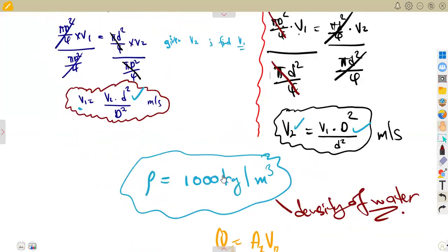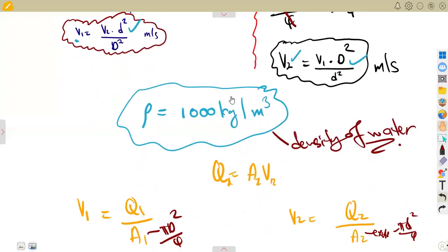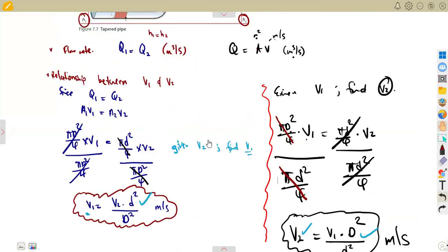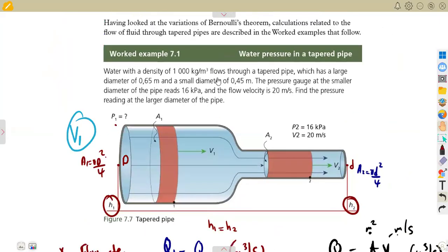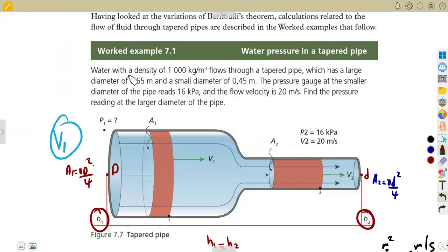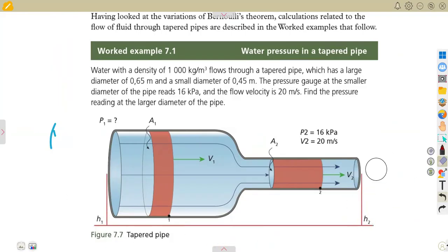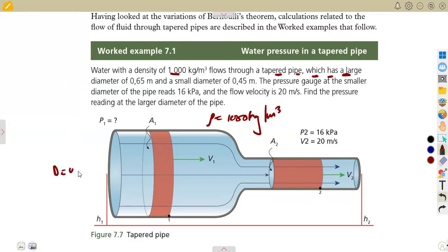So we're going to check these questions, guys, so that we see how we are supposed to attempt these typical questions. Let's consider our diagram and our information. Water with a density of 1,000 kilograms per cubic meter flows through a tapered pipe, which has a large diameter of 0.65 meters on this side, and a smaller one of 0.45 meters on this side.